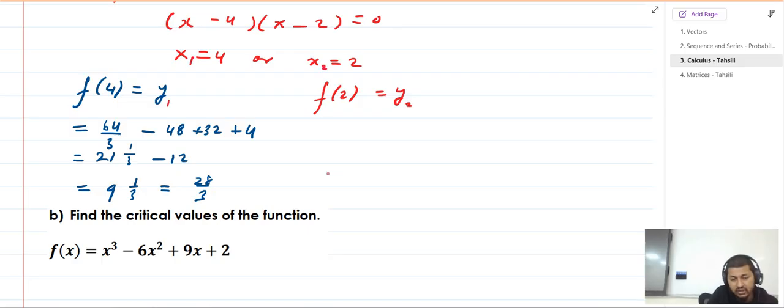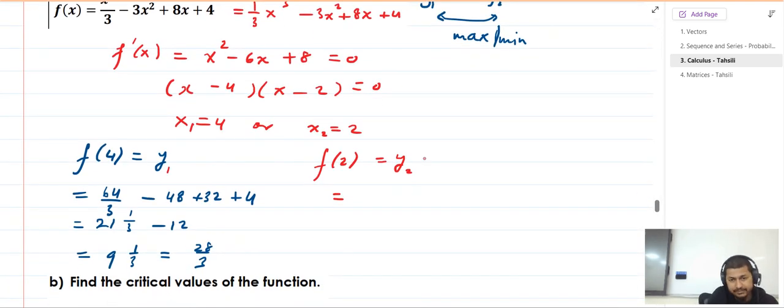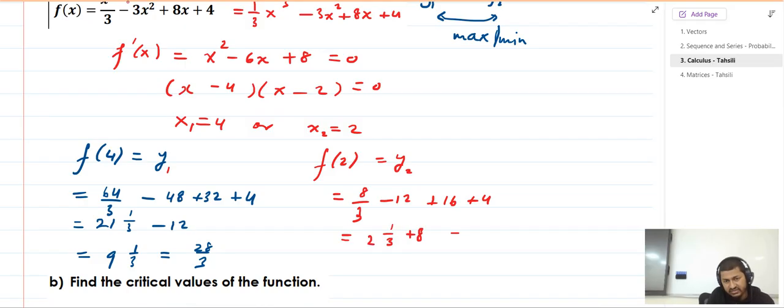Alright, so that's y1. So for the second y value, I've got 2 cubed, which is 8 over 3. Then I've got 2 squared, which is 4 minus, so minus 12. Remember, I'm substituting into the original function. 8 times 2 is 16 plus 4. Right? So I have 8 over 3, which is 2 and 1/3. I've got 20 minus 12 is plus 8, right? So I've got 10 and 1/3. So that's basically 31 over 3. 10 times 3 is 30. 30 plus 1 is 31. 31 over 3. I hope you guys understood that.